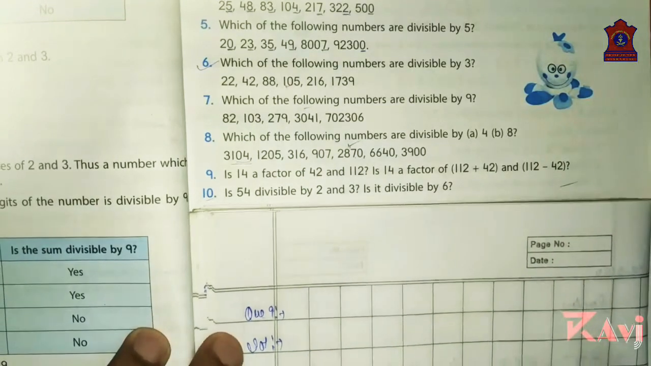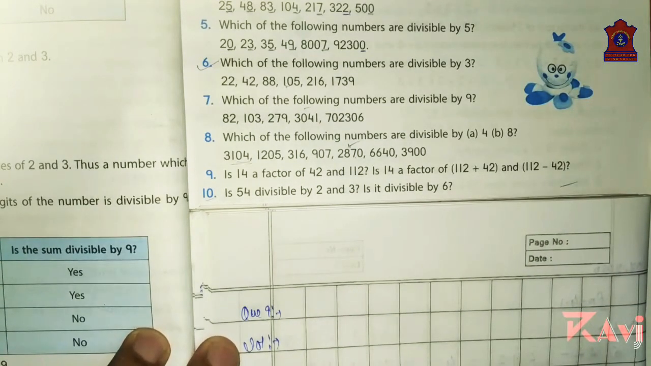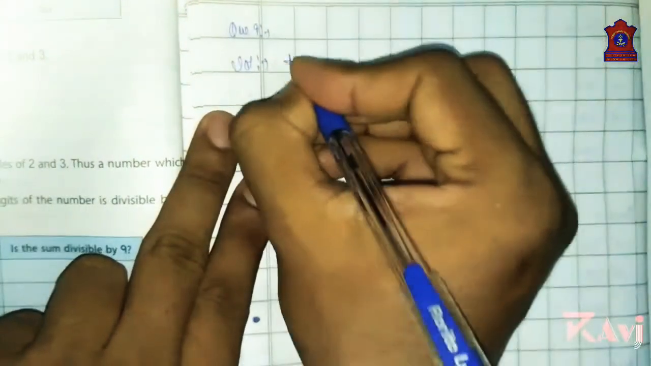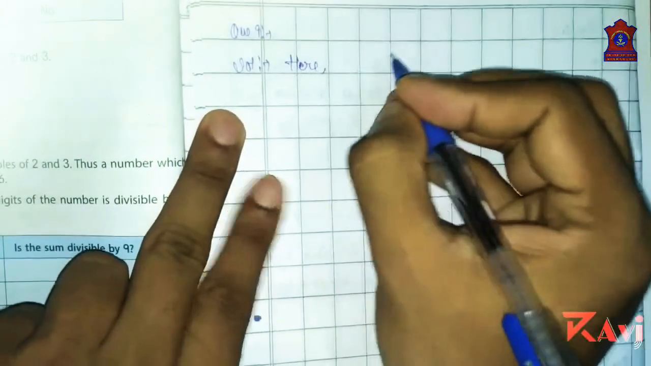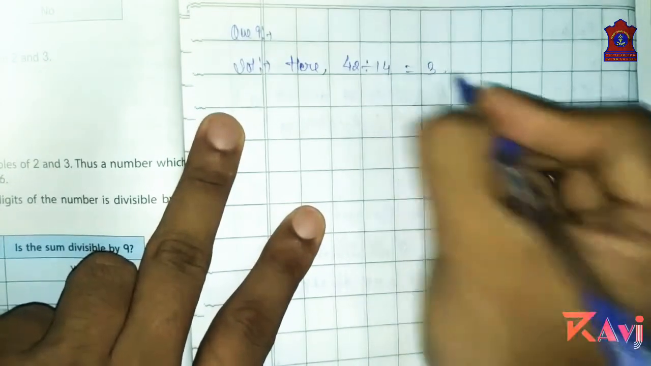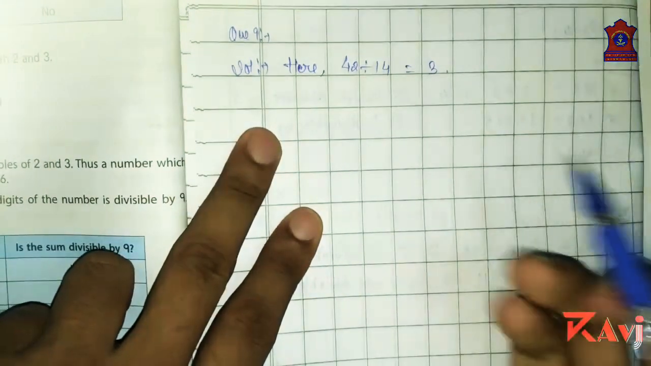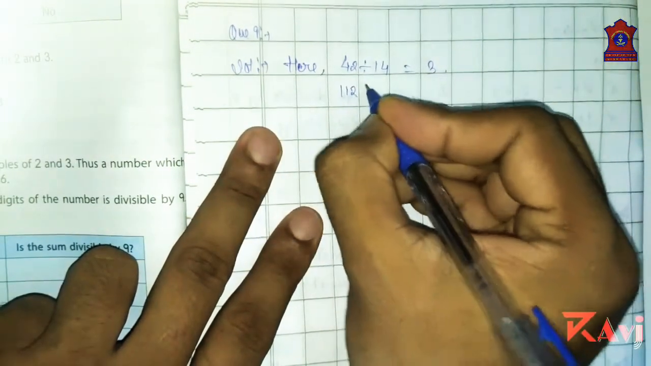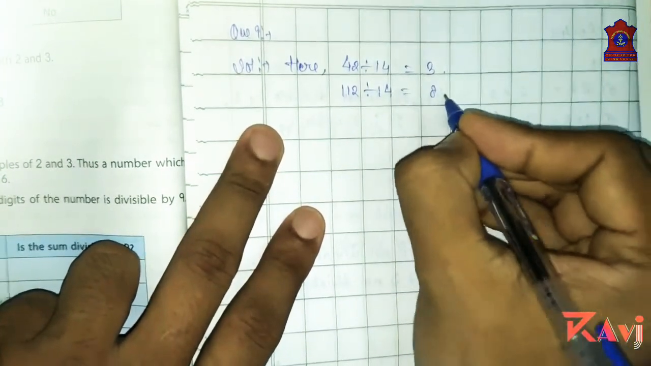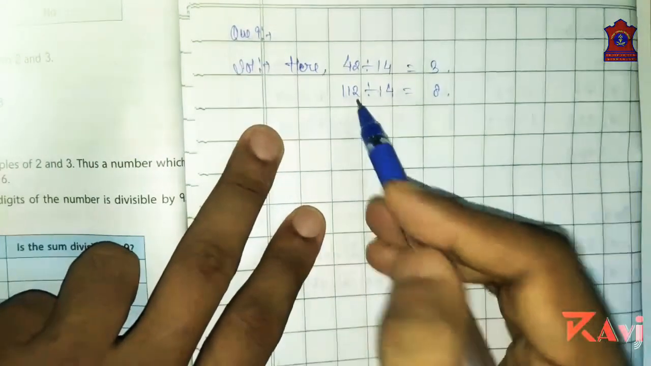To check the divisibility of 14, 14 threes are 42 and 112, it will divide both the numbers. So here 42 divided by 14 is 3, exactly divisible. 14 threes are 42, we know. 112 divided by 14, so 14 8s are 112. 14 8s are 112, it is also divisible.